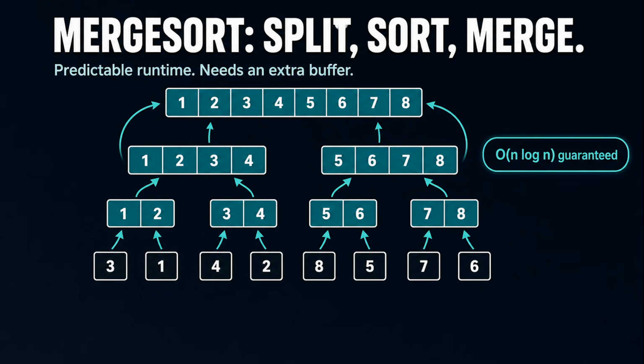Mergesort is the textbook divide and conquer answer. Split the array in half, sort each half by the same logic, recursively, then merge the two sorted halves into one sorted result. So the recursion does the splitting, and the merge step is where the actual ordering happens? Exactly. The merge walks both sorted halves with two pointers and writes the smaller front element each step. That gives you O of n log n work, guaranteed, no matter what the input looks like.